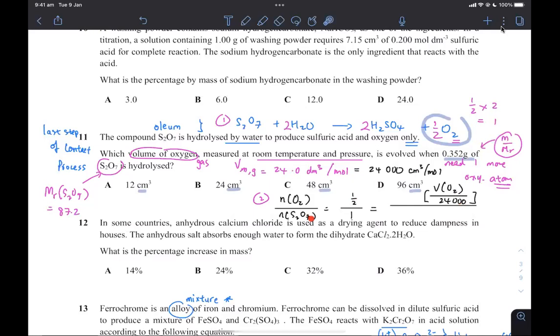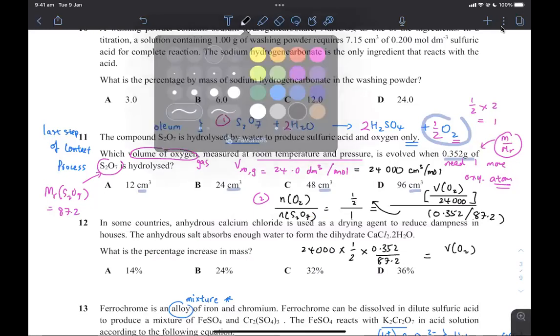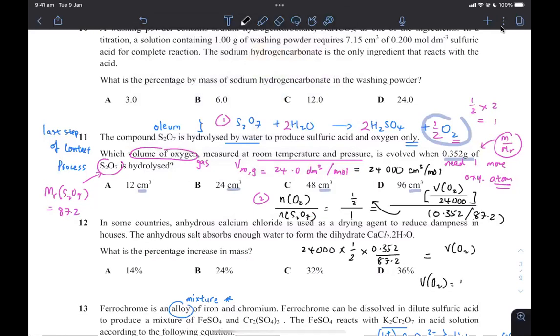At the bottom, this is the mass, so 0.352 gram divided by 87.2 there. So what we do then really is move that up. On the other side, a half divided by 1 is just a half, multiplied by 0.352 divided by 87.2, equal to the volume of O2 divided by 24,000. I can move the divide by 24,000 to the other side. I get multiply. So I just need to press my calculator: 24,000 times a half times 0.352 divided by 87.2. I get 48.4. So the volume of O2, I get 48.4.